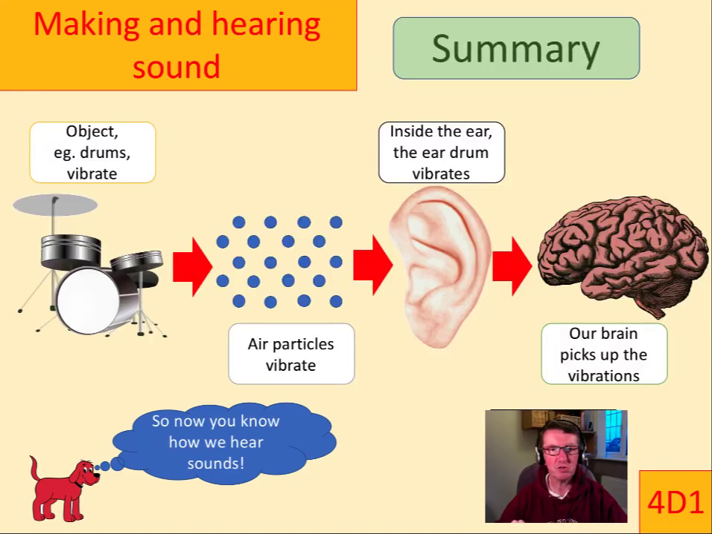So, to summarise, what have we got? Well, an object, e.g. drums, vibrate. The air particles start to vibrate. They vibrate, and inside the ear it causes what's called the eardrum to vibrate. And the eardrum vibrates, and as it does so, it passes on the information to our brain, and our brain picks up the vibrations. So that's how we hear.